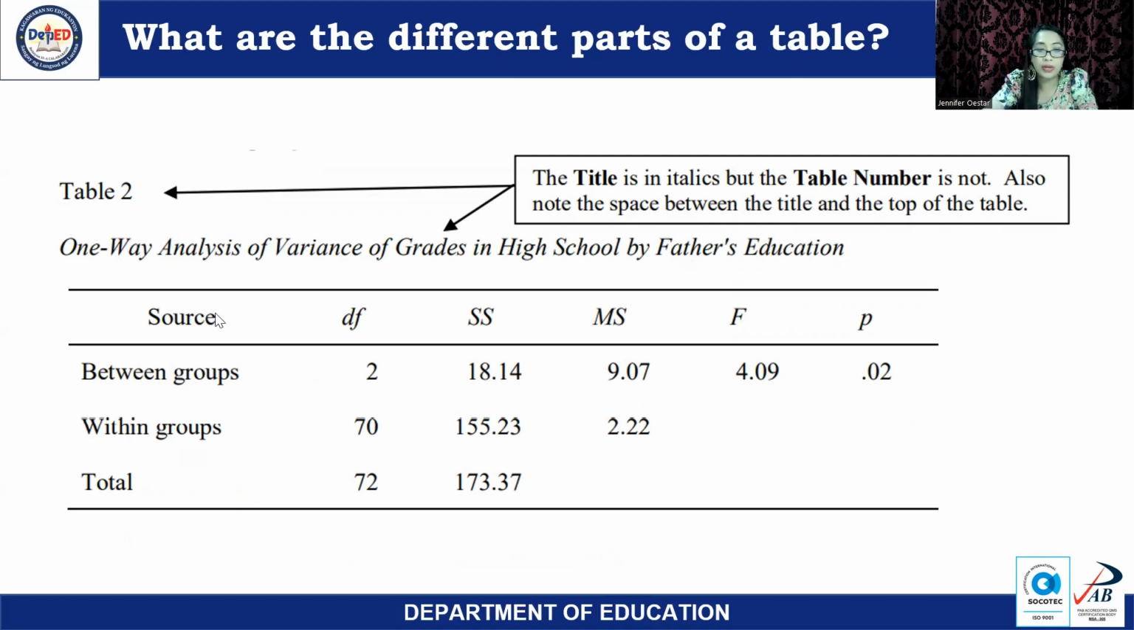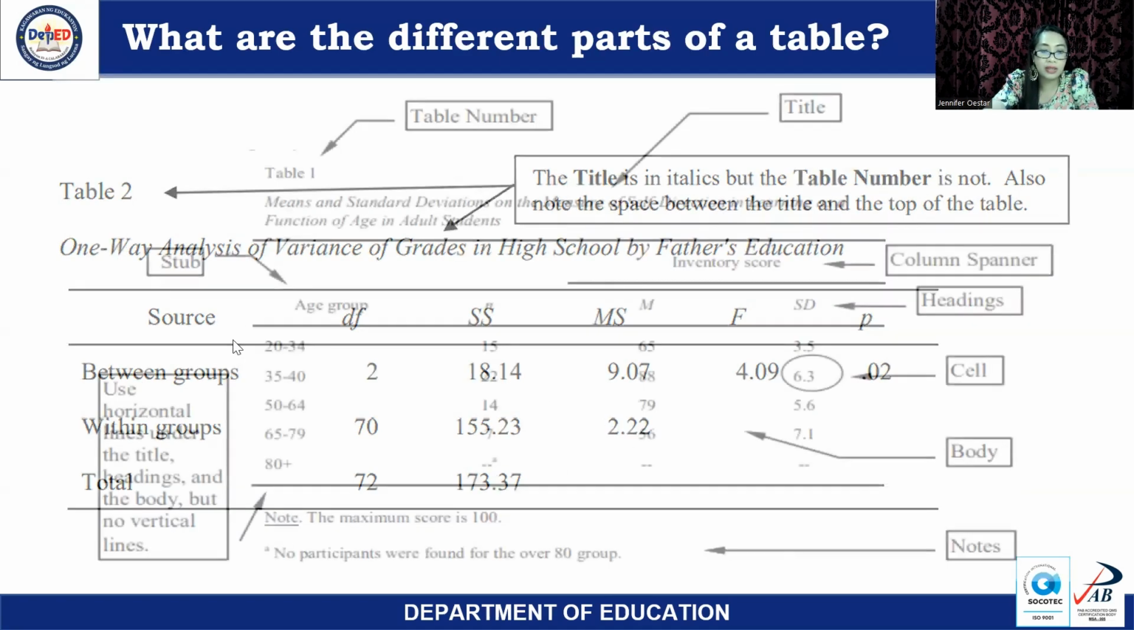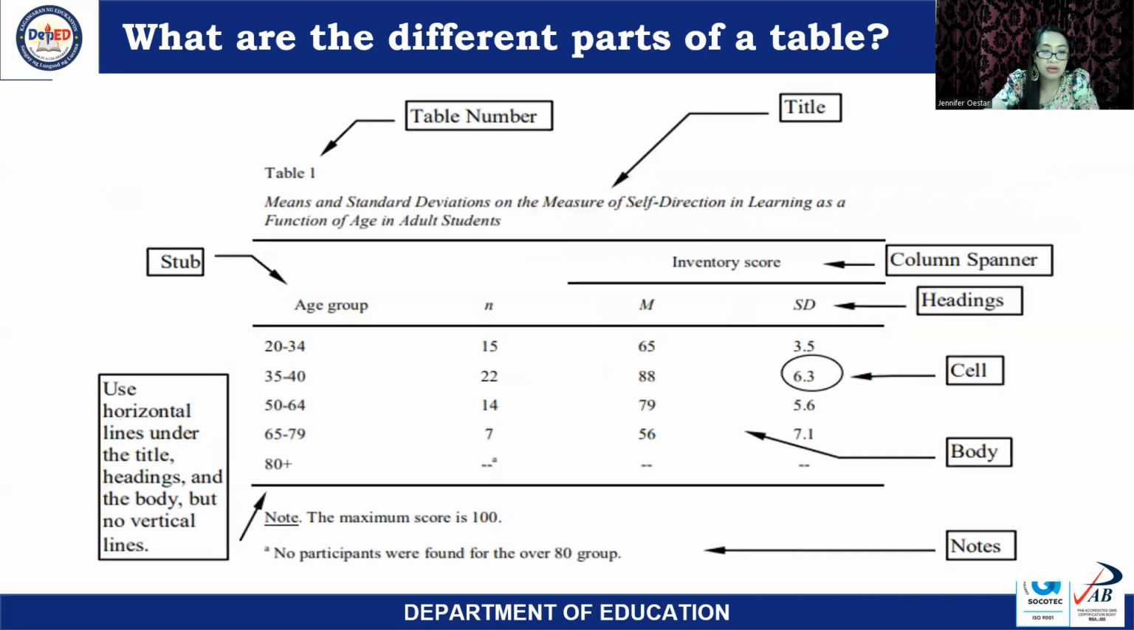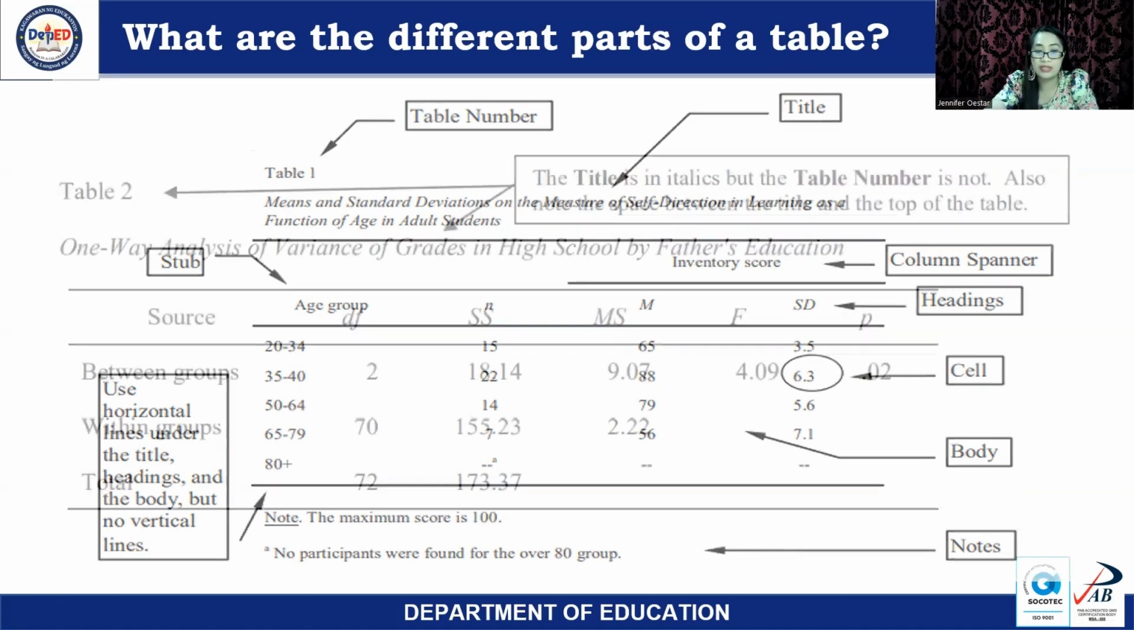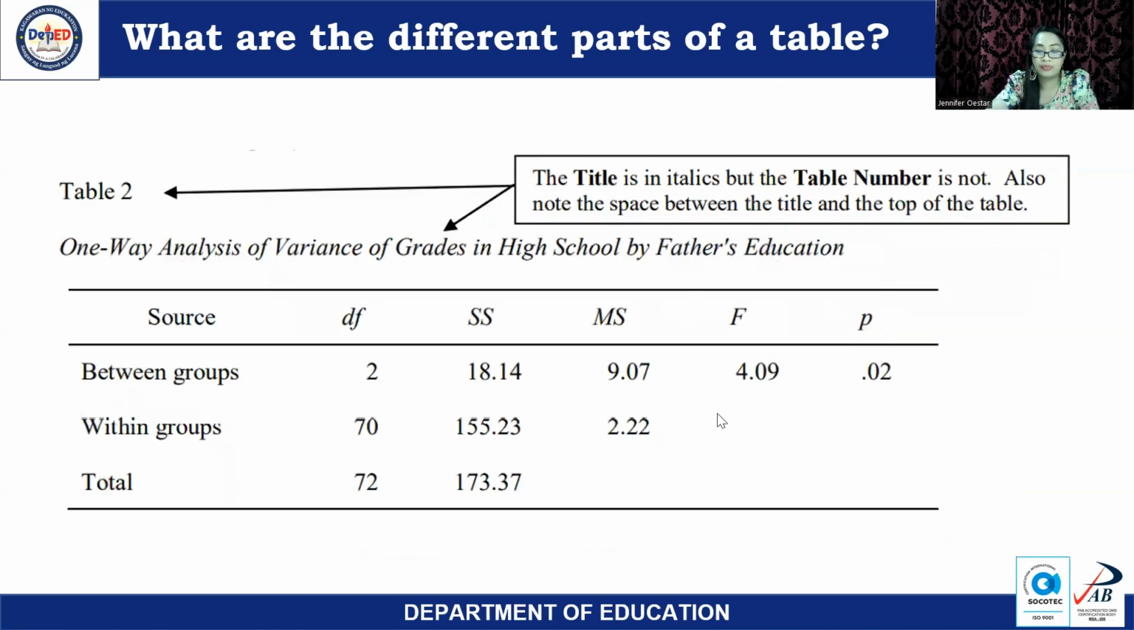Yes, it goes this way. How can we determine there is no vertical? Use horizontal lines. No vertical lines. Unlike the usual thing that we do, we tend to put all the lines in the table, but in 7th edition, we do this way only when we format.